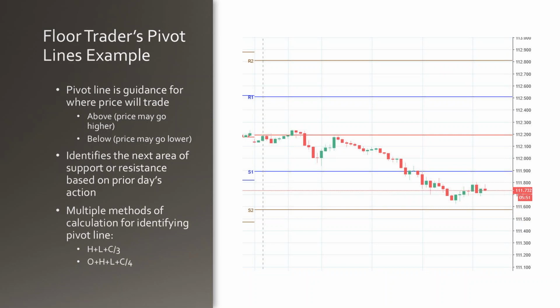People are now also using the open, high, low, and close divided by 4. It doesn't matter. You're not going to see that much difference in the pivot lines as long as you're using the data points from the prior day.